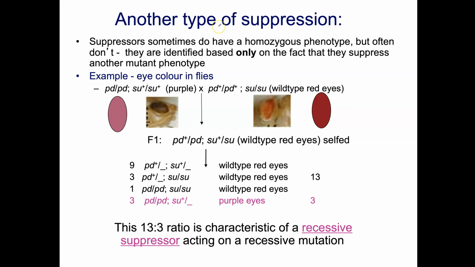Now this is a different kind of suppressor, and this is from flies. This is an organism that I know more about. And it turns out that there are some genes that when they are mutated, they don't have any phenotype by themselves. They are only recognizable based on how they interact with some other gene, either wild type or mutant. And so this is an example.